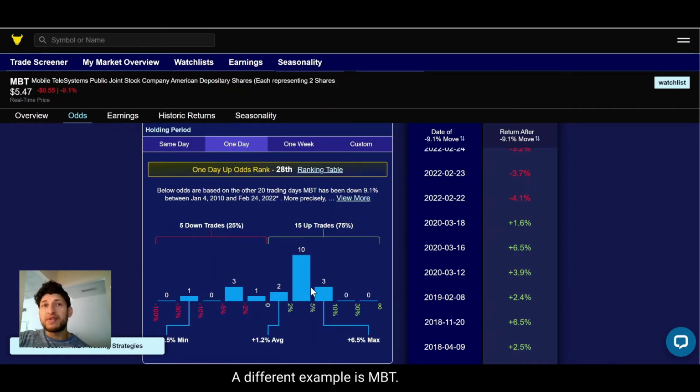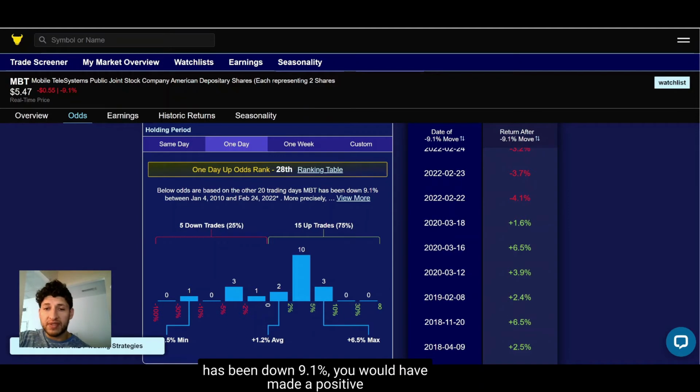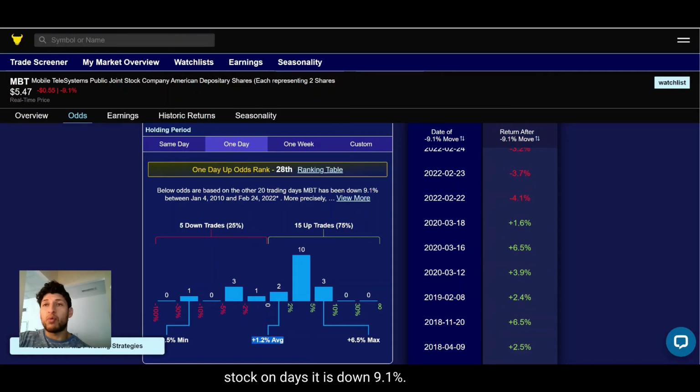A different example is MBT. You can see here that historically on days when it has been down 9.1%, you would have made a positive return 75% of the time and an average return of 1.2% by buying it at that moment and selling it at the close of the following trading day, meaning that MBT might potentially be a good reversal or buy the dip stock on days it is down 9.1%.